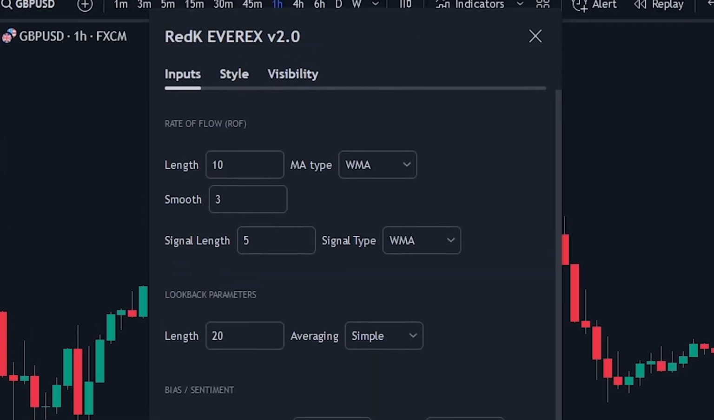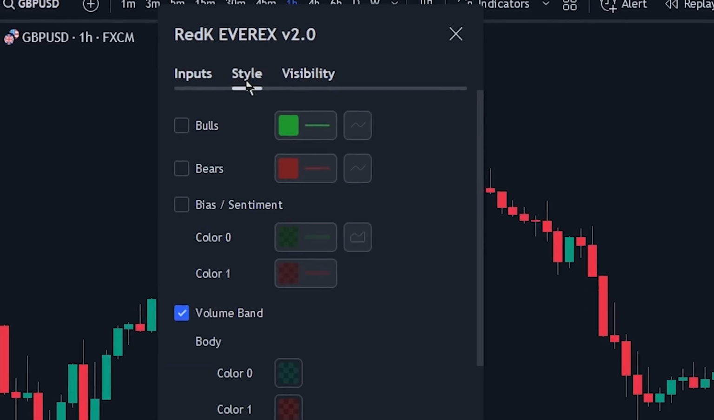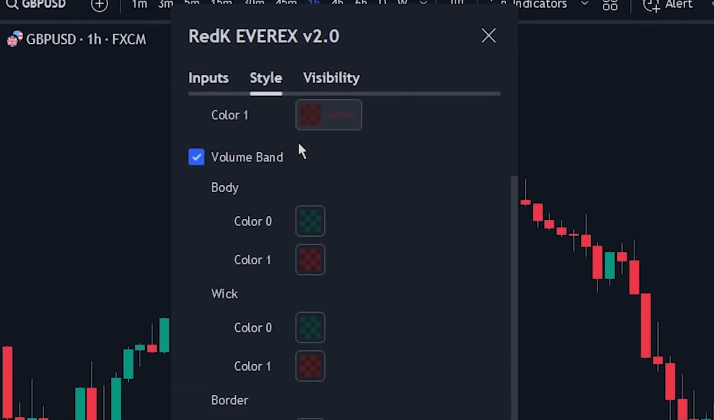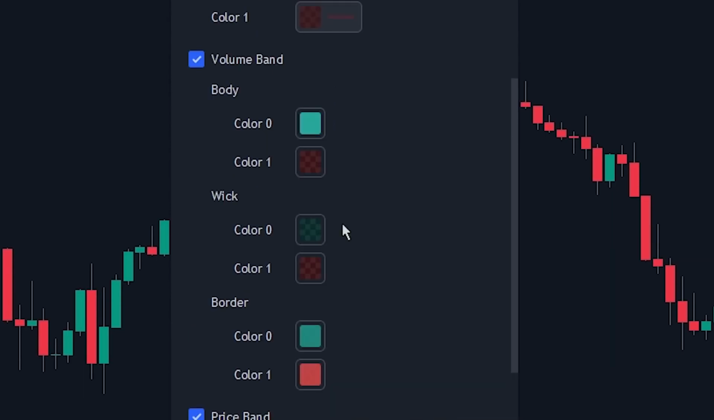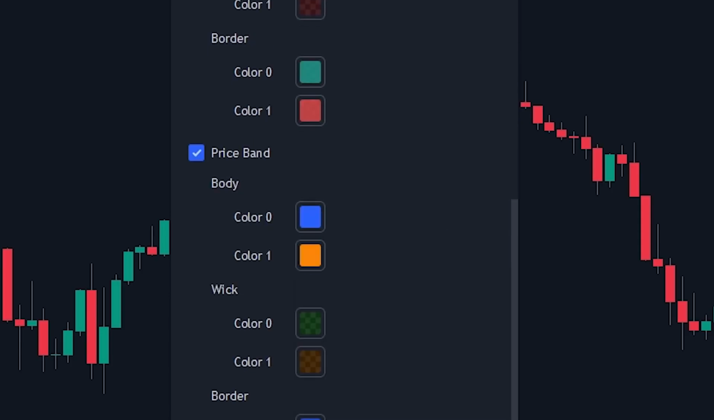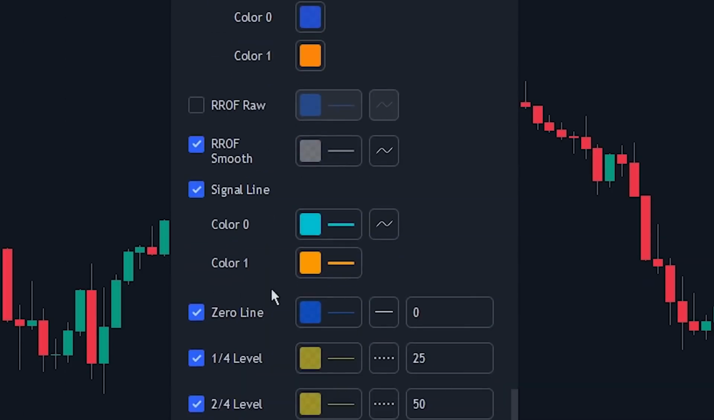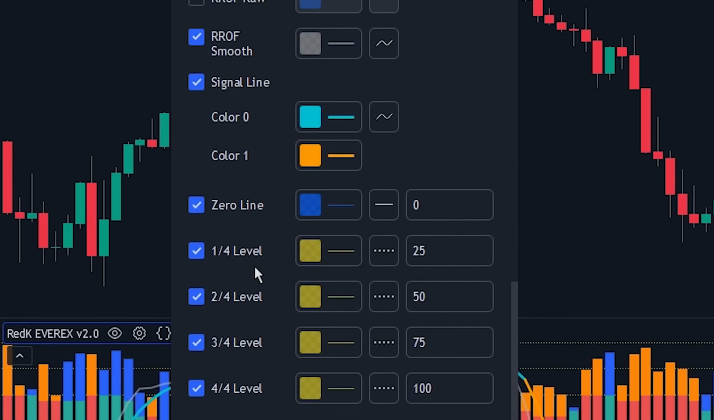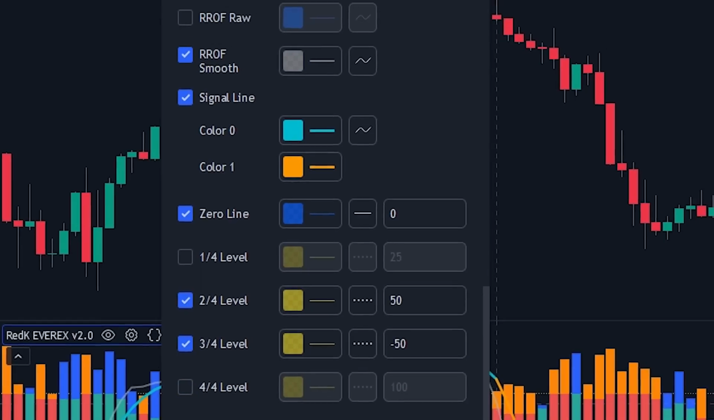Now head over to the style settings of the indicator. Here we will be increasing the opacity for the volume bars in order to make them easier to see. Once you have done that, we will be changing the color of the bullish price band to blue to also increase visibility. Finally, navigate to the style settings of the levels. We will be keeping two levels enabled. One of these levels will have a value of 50 and the other will have a value of -50. That was all that we needed to do.